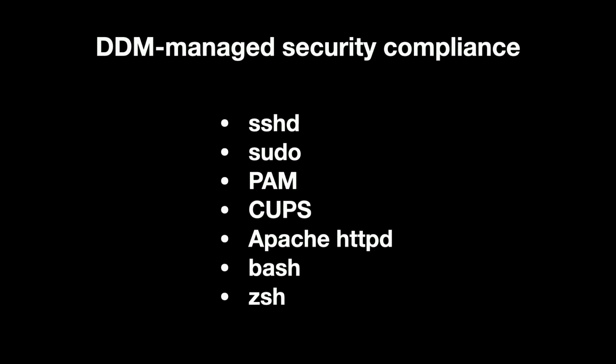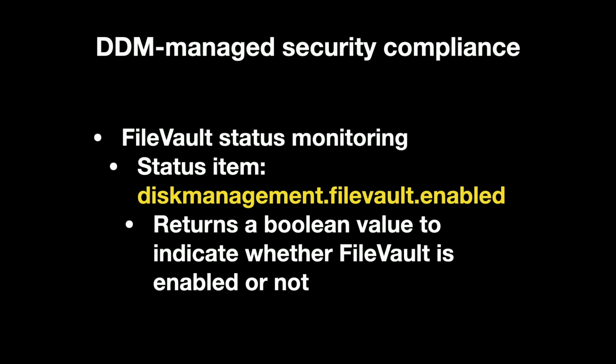Now, on macOS Sonoma and later, DDM configurations can be used to specify sets of tamper-resistant system configuration files for different system services. In their session at WWDC 2023, Apple mentioned that the built-in services listed on the screen could be managed that way, and it remains the current list as of macOS Sequoia. So for folks having to deal with security, folks that have to have a specific configuration for something, DDM will allow you to apply it. And DDM also improved FileVault status monitoring with a status item that is going to return true or false Boolean values.